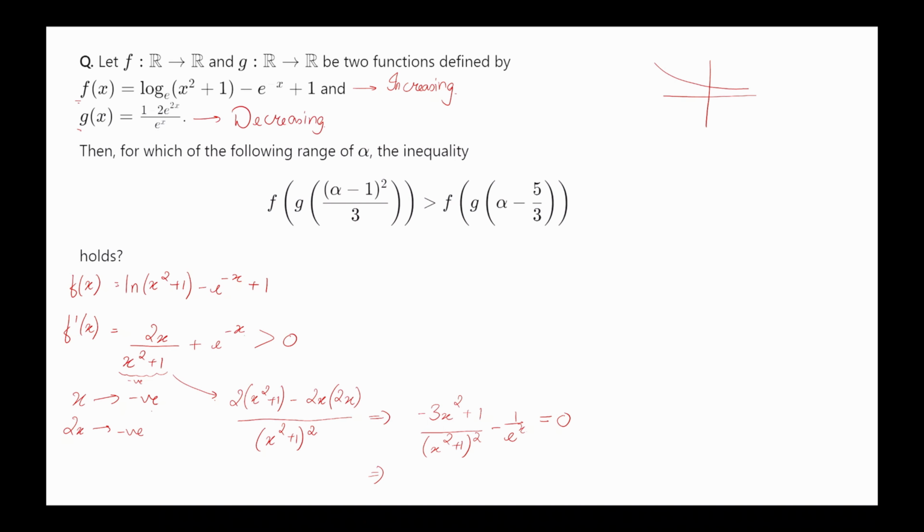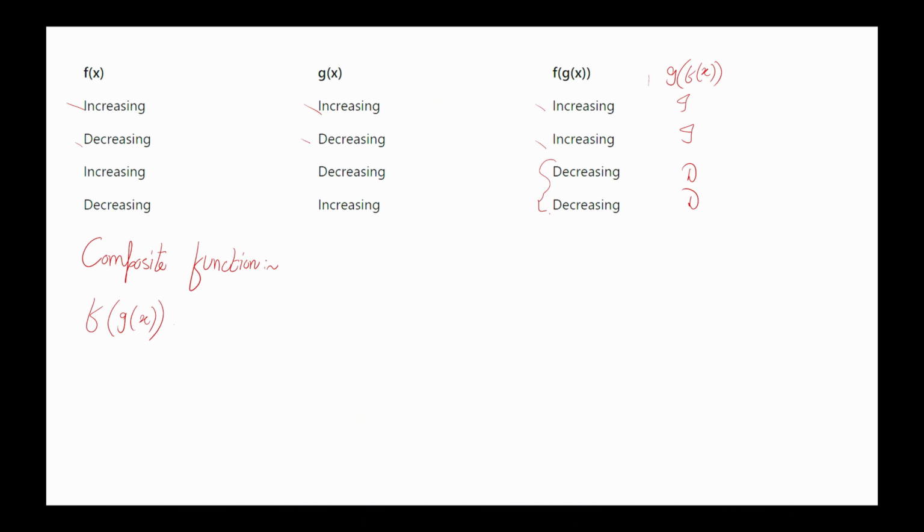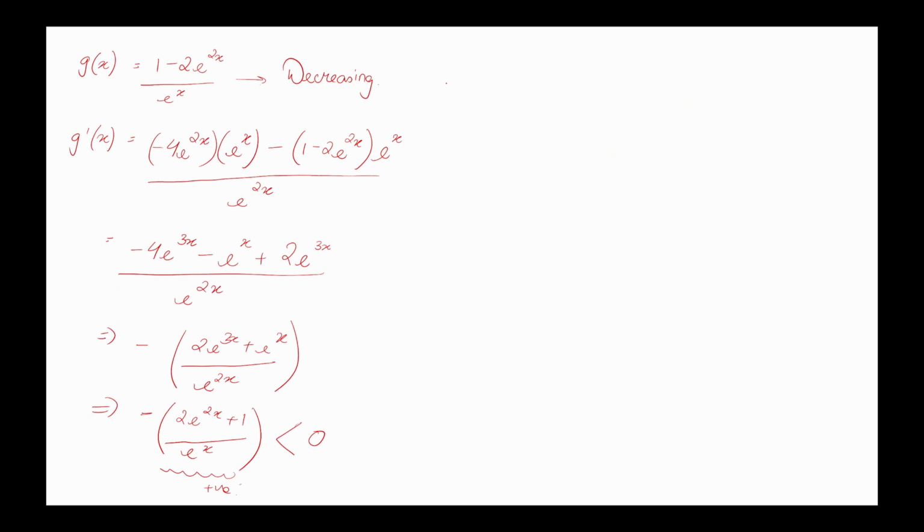Now if we look at the composite function table that we had studied, if f of x is increasing and g of x is decreasing, then our f of g of x would also be decreasing. That means my f of g of x is also a decreasing function. So this is a decreasing function.